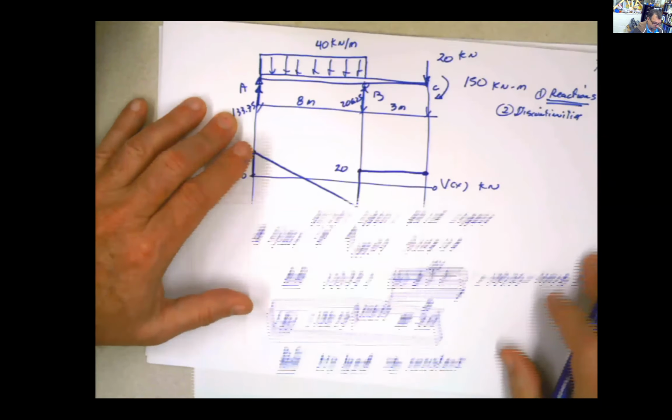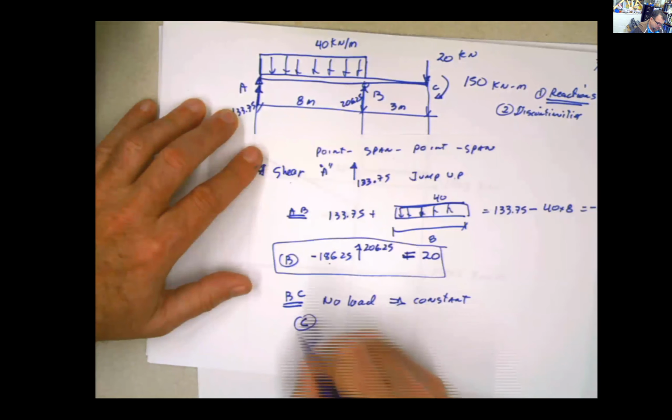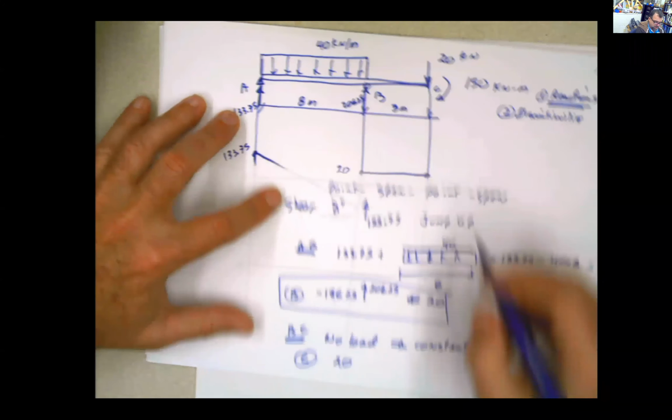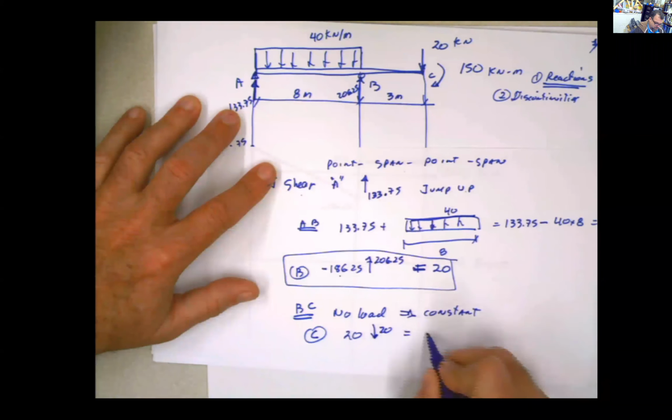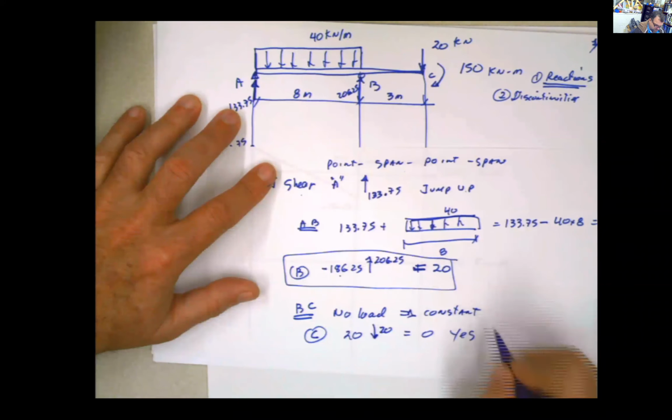And then you go to the point C. I started with 20, and I found a concentrated load of 20 pointing down. That's going to be 0.